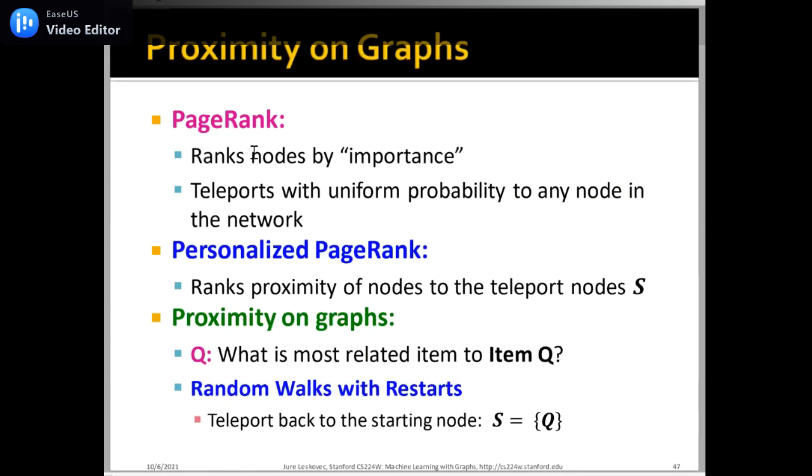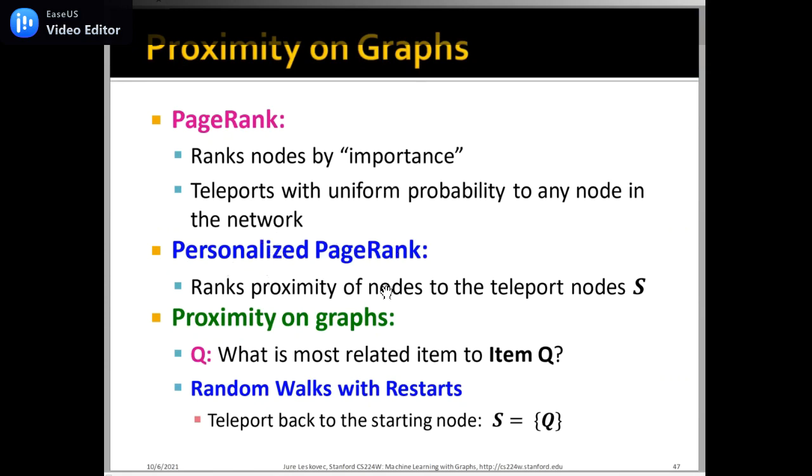So for the original PageRank, as we showed earlier, we want to rank the nodes by importance, and from the random surfer point of view, it can teleport with uniform probability to any node in the network.